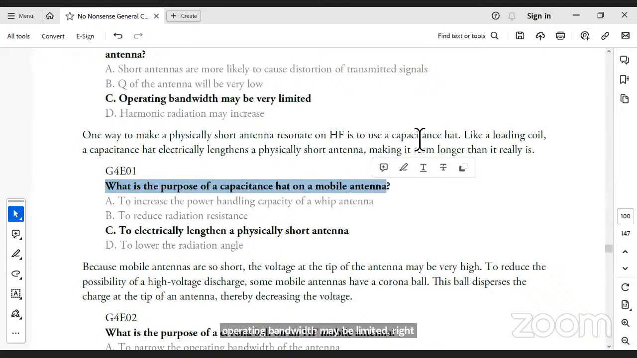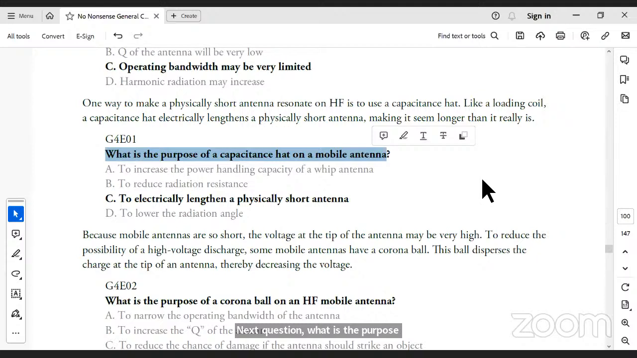Next question. What is the purpose of a capacitance hat on a mobile antenna? We showed visually what a capacitance hat may look like. But what's the purpose of it? The purpose is to electrically lengthen a physically short antenna. That is how we design mobile antennas. It is physically short, but because we use techniques such as capacitance hats, it will seem longer for radio frequency purposes.